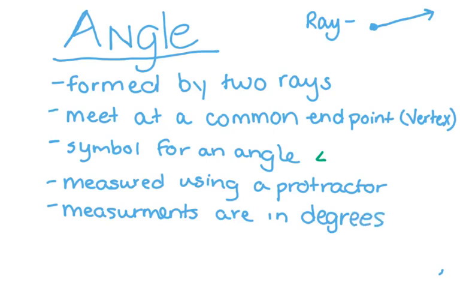Okay, so let's go back for a second. What is an angle? An angle is formed by two rays. That's important right here. Two rays. They meet at a common endpoint that's called a vertex. The symbol for an angle is this little green guy right here. You measure an angle using a protractor, and the measurements you get from the protractor are measured in degrees.